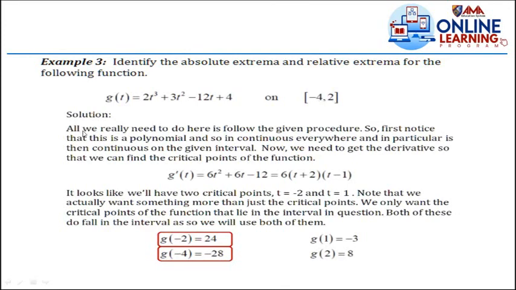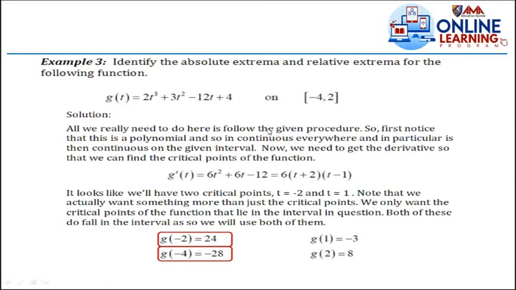Solution, all we really need to do here is follow the given procedure. So first notice that this is a polynomial, and so it is continuous everywhere, and in particular is then continuous on the given interval. So the first thing we are going to do, now we need to get the first derivative so that we can find the critical points of the function.